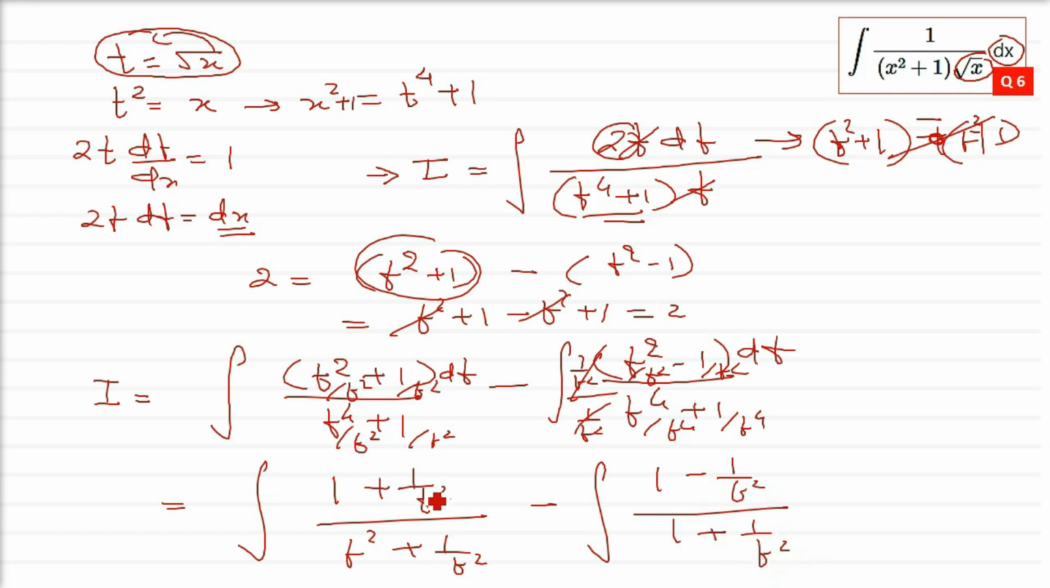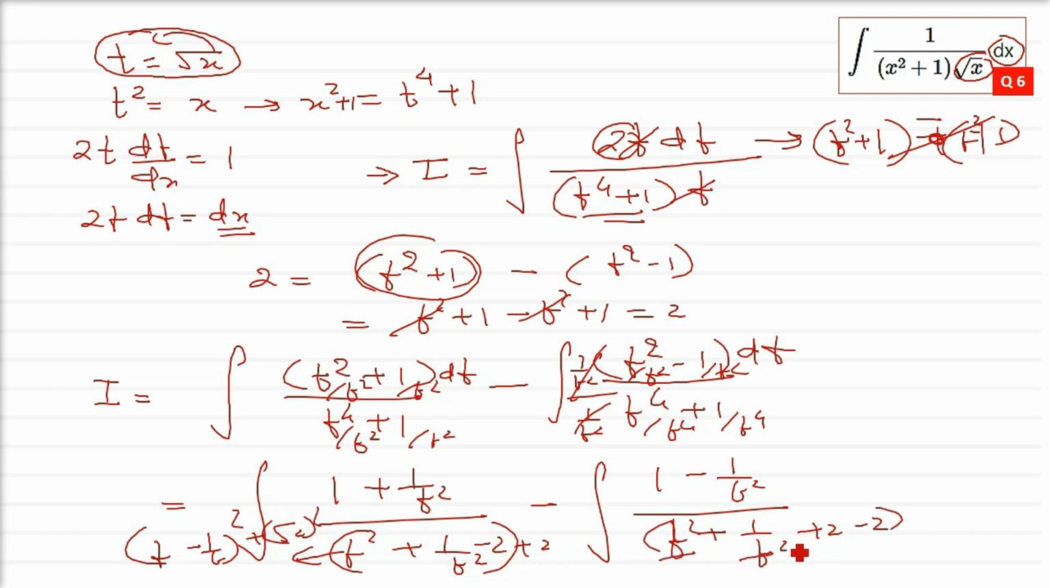I'll just change this 1 to t square. In order to get 1 plus 1 by t square, you ought to have t minus 1 by t in the denominator. In order to get 1 minus 1 by t square in the numerator, you ought to have t plus 1 by t in the denominator. So what we will do, in order to make this a perfect square, we'll add a 2, subtract a 2. Here we'll add a 2, subtract a 2. So this will form what? This whole will utilize this negative 2. So t square plus 1 by t square minus 2 is simply t minus 1 by t whole square. 2 will remain, that will form root 2 whole square.